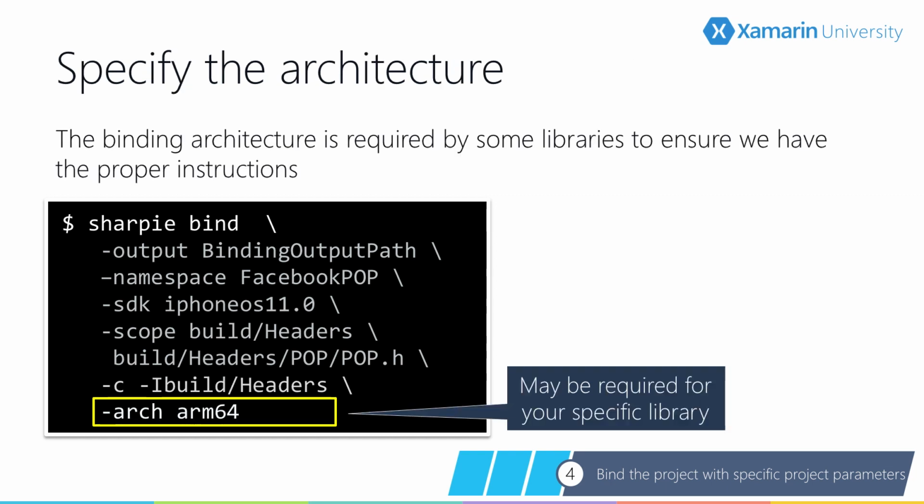The last option is to specify the architecture for your specific library. With these arguments in place, we're now ready to press the enter button, and hopefully Sharpie will be able to bind your API. Let's have a look at the results.